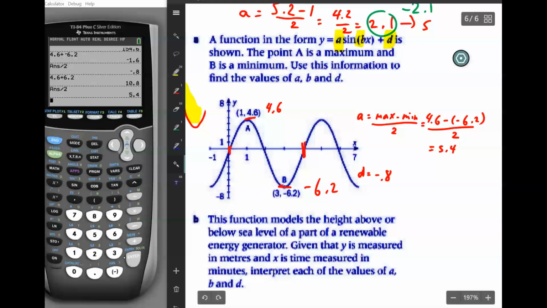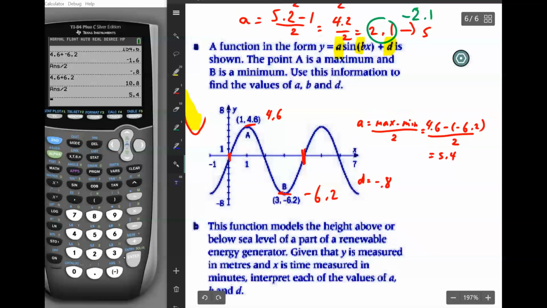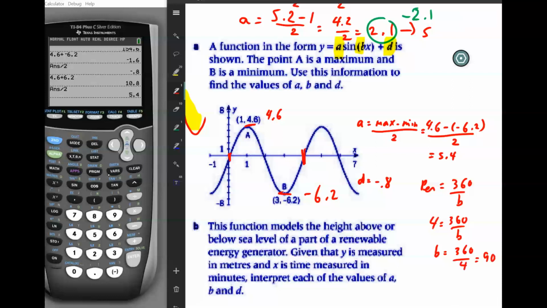The width of one cycle appears to be 1, 2, 3, 4 units. So we know that the formula that relates B with period is period equals 360 divided by B. And in this particular case, period is 4. So we cross multiply, and we end up with B equal to 360 divided by 4, which is equal to 90. So B is equal to 90. So now we have all our information. We have B equals 90, D equals negative 0.8, and A equals 5.4.